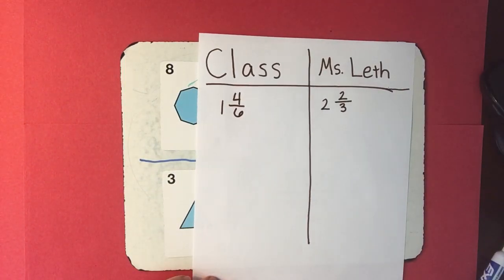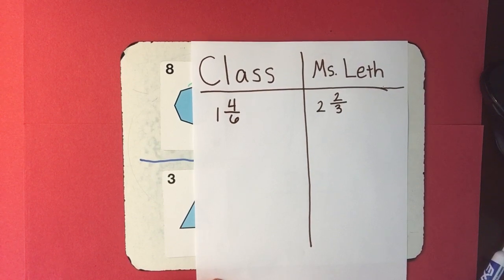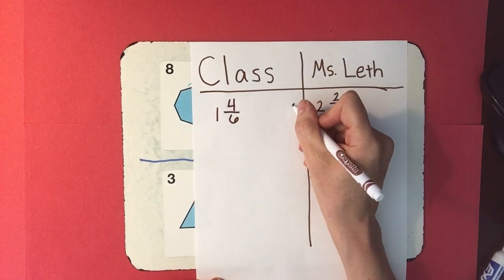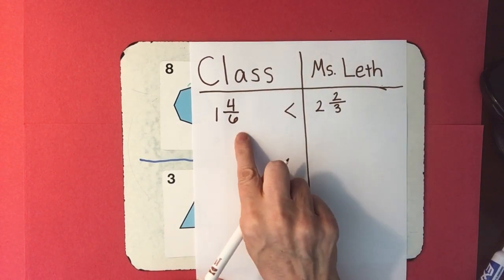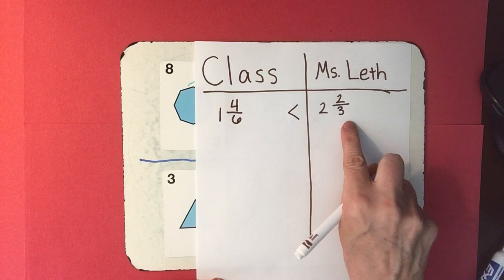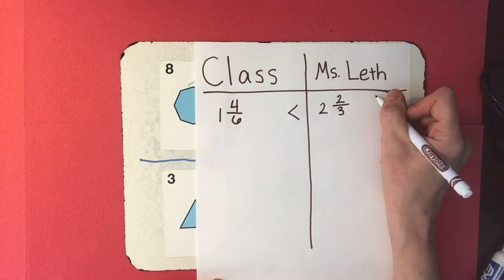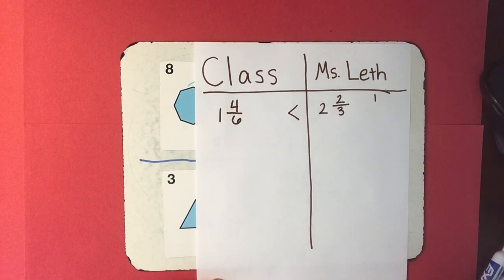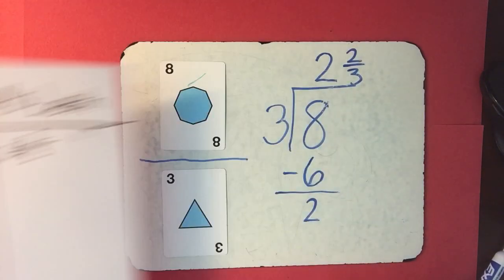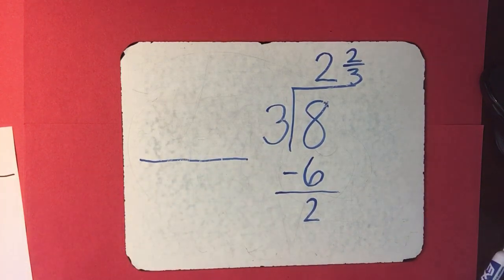Now for this one, I'd like you to figure out which one is bigger and which one is smaller. So I'm going to make this symbol: 1 4/6 is less than 2 2/3. So I technically won that round, so I get 1 point. Does that make sense? Now it's your turn, and I hope to pick up the pace a little bit here. Got a lot of stuff to mess with today, don't I?